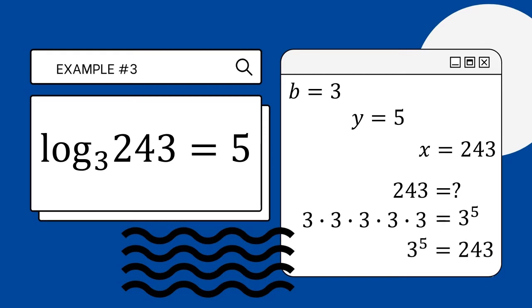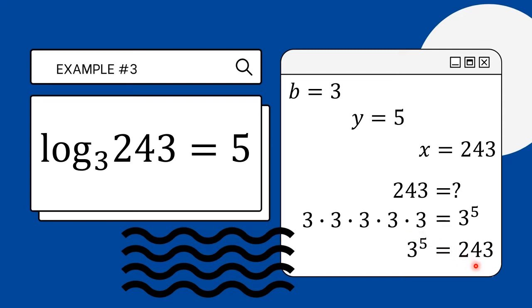To recheck that one, let's solve. 3 times 3 is 9, times 3 is 27, times 3 is 81, times 3 is equal to 243. That means 243 is equal to 243.